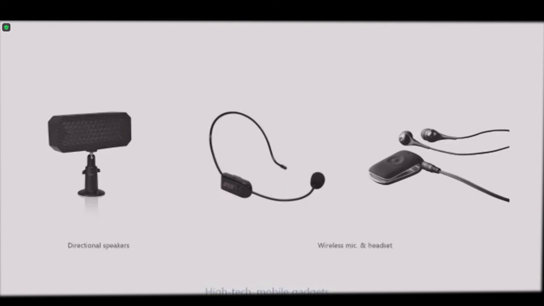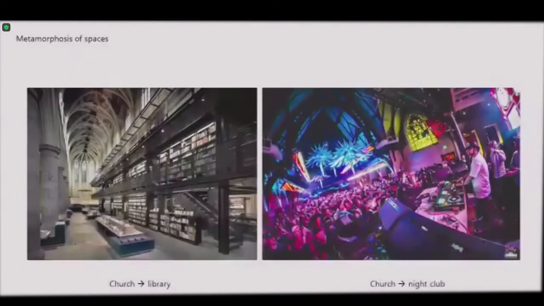So all these high-tech small mobile gadgets, when they are combined with buildings designed and built on the base of universal space or flexible space, they can do a miracle. A single building can turn into many different things. Again, it's about the conservation of energy, conservation of building materials, conservation of time, because you don't have to move around that much. And these are the things that I'm very interested in these days.